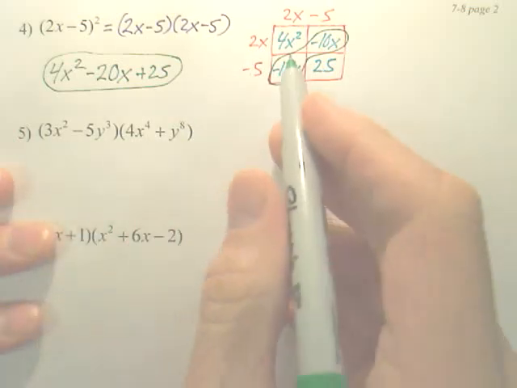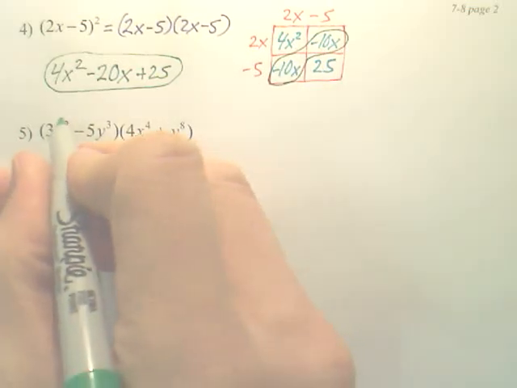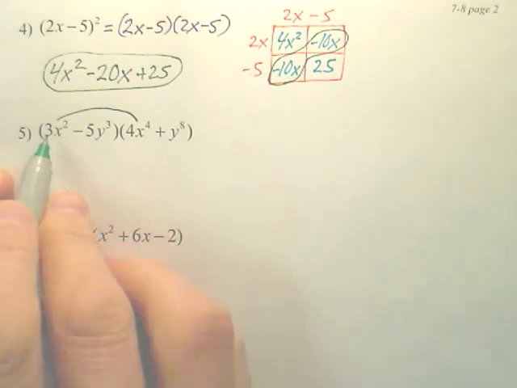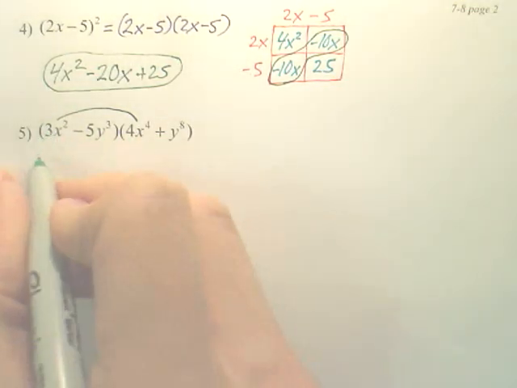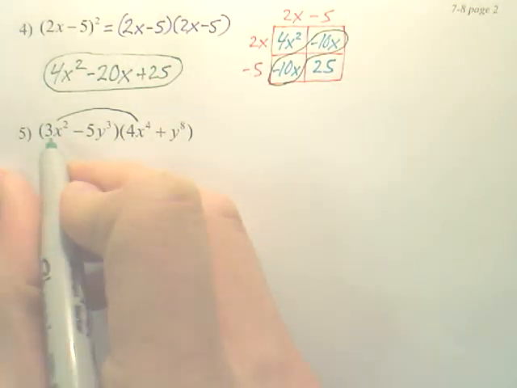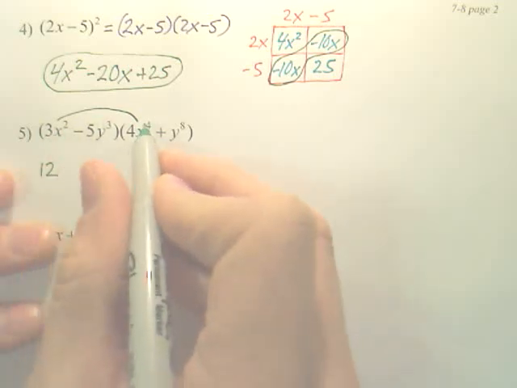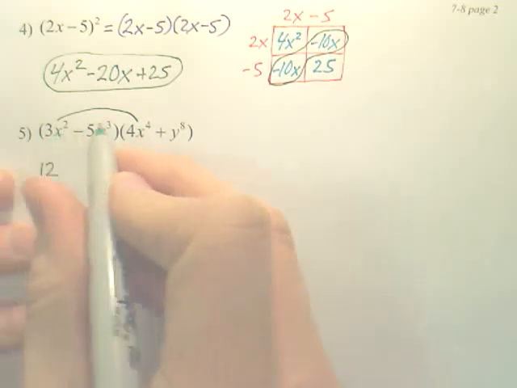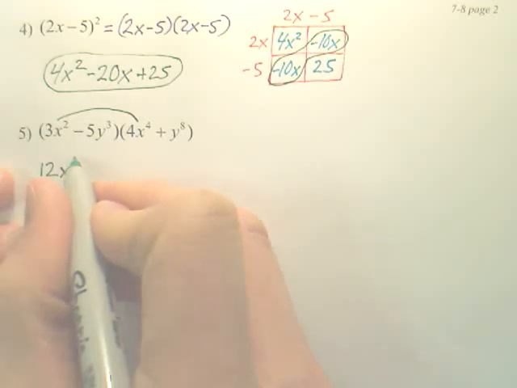Alright, this one, we could do the box or we can do FOIL. I'm going to do FOIL. We're going to multiply this times this. So 3 times 4 is 12. And then x squared times x to the fourth, you should notice, you add the powers. So that's going to be x to the 6th.